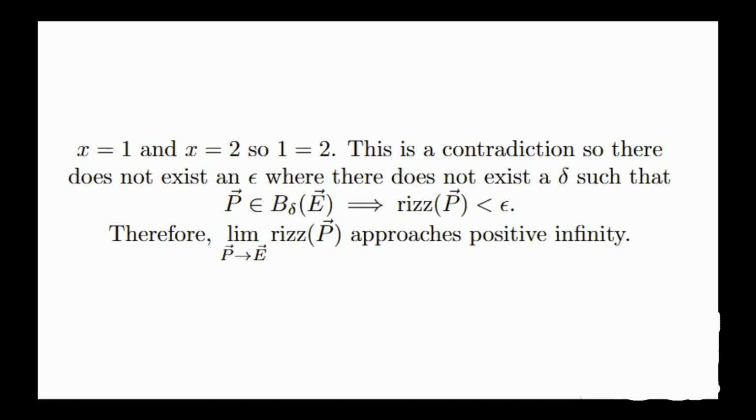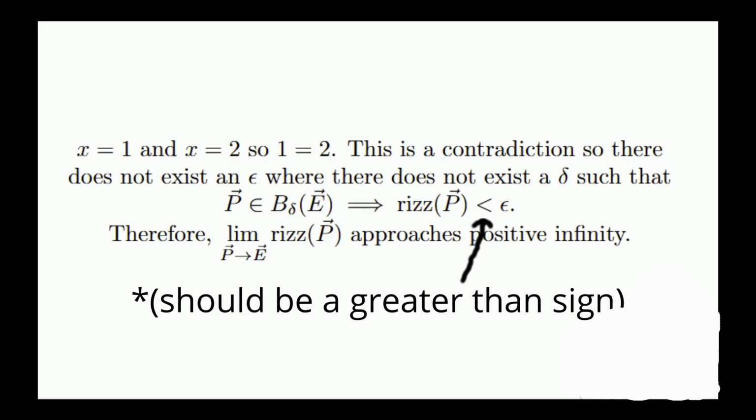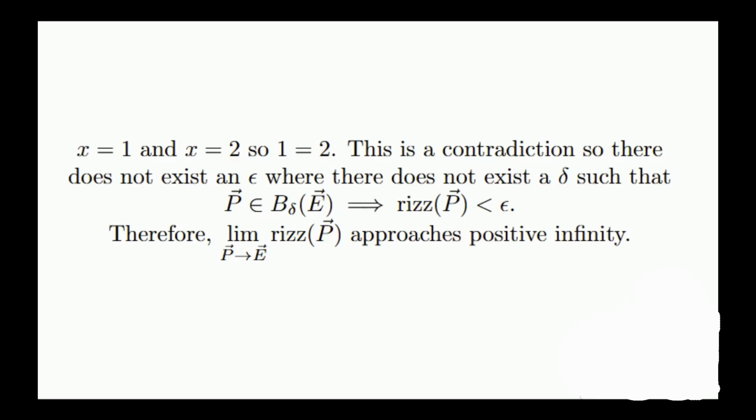By the transitive property, this would imply 1 equals 2. We know this is wrong, so our original assumption that there exists at least one epsilon, such that there does not exist a delta where all p in the open ball radius delta, centered at E have the property that Rizz of p is greater than epsilon, is false. And so therefore, we know that the limit as p approaches E of Rizz of p does indeed approach infinity, and therefore I have insane Rizz.